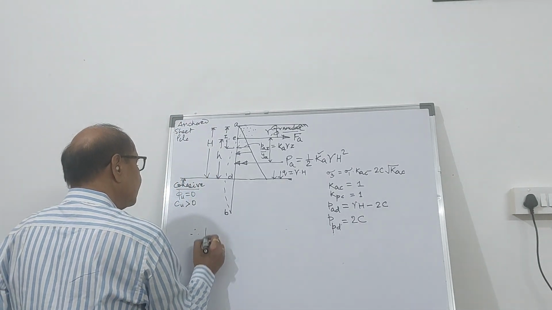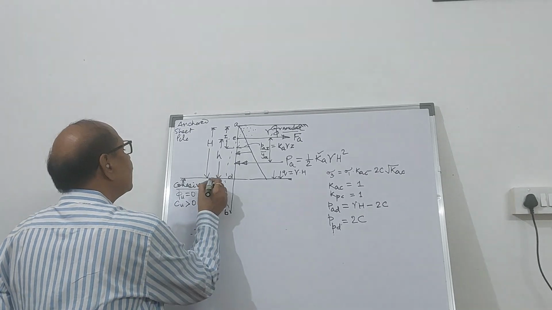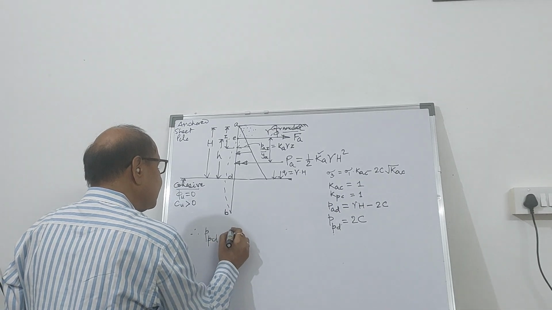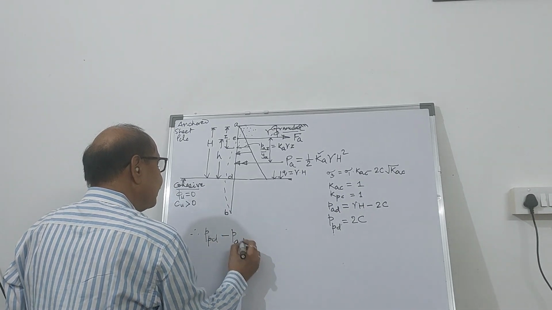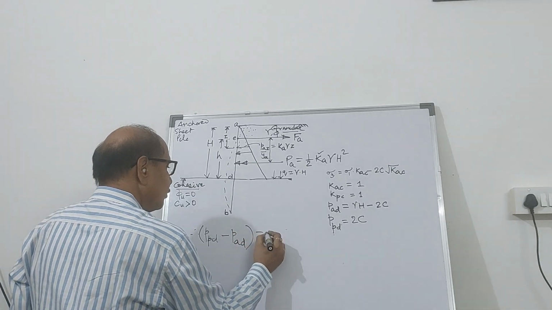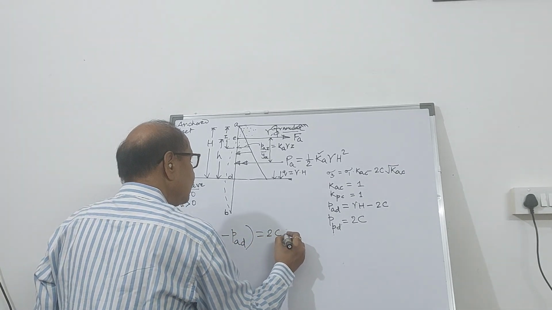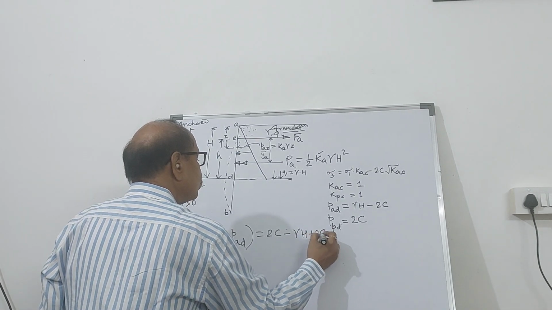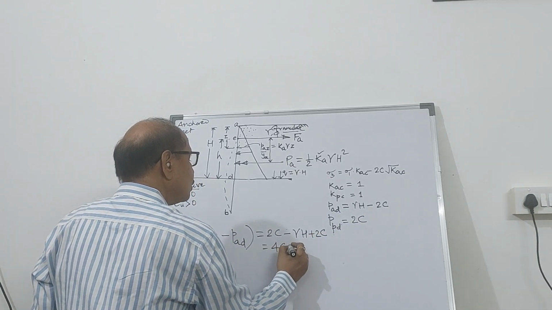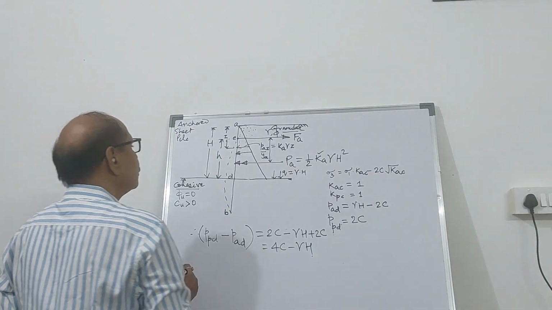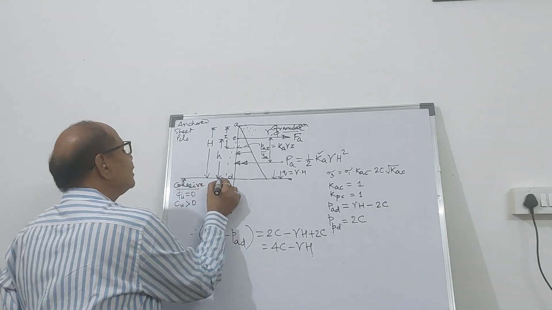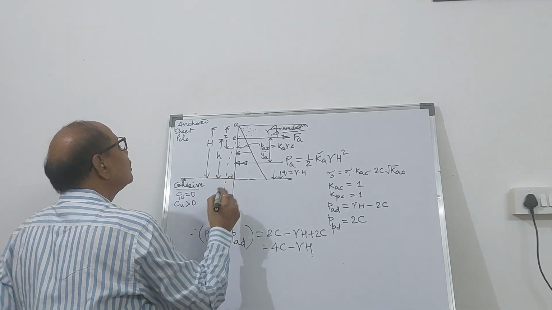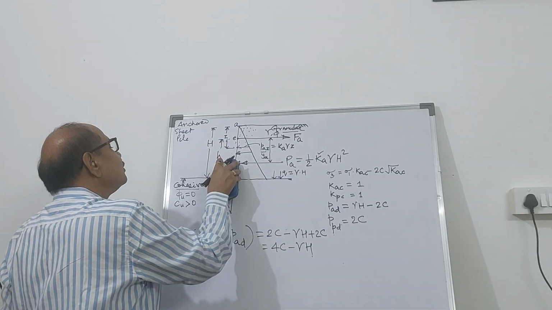Therefore, we can calculate the net pressure at D at this point: PPD minus PA at D will be equal to 2C minus gamma H plus 2C. So it becomes 4C minus gamma H. So the pressure here at this location is going to be 4C minus gamma H. So I can draw the pressure distribution here.